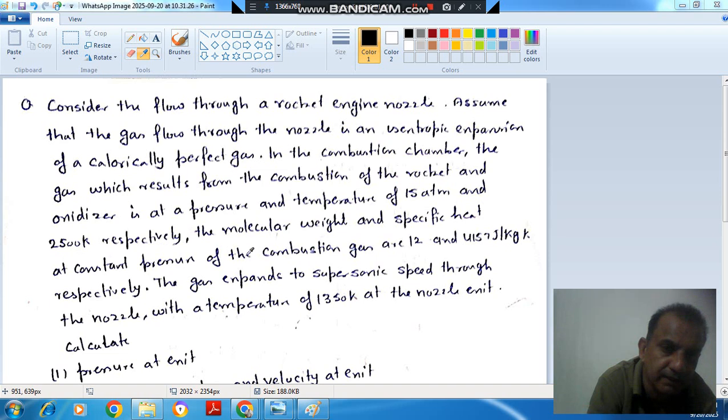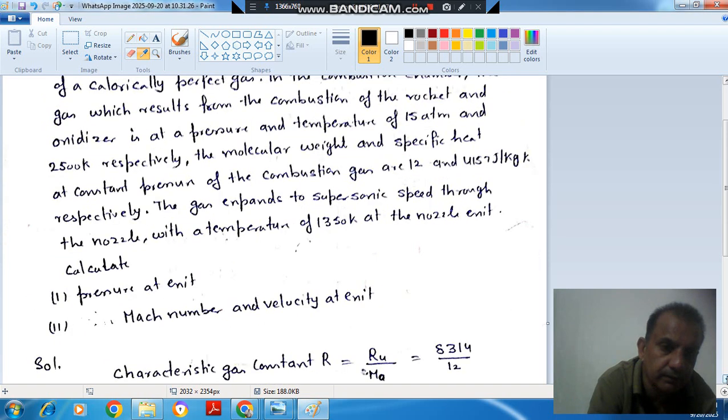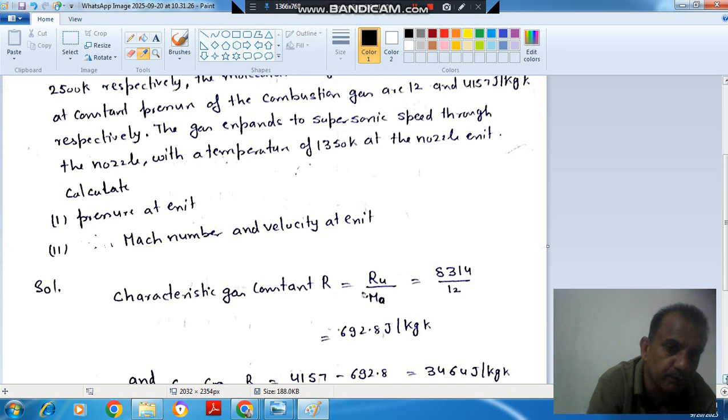The molecular weight and specific heat at constant pressure of combustion gas are 12 and 4157 joule per kilogram per degree Kelvin respectively. The gas expands to supersonic speed through the nozzle with a temperature of 1350 Kelvin at the nozzle exit. Calculate 1) the pressure at exit, 2) Mach number and velocity at exit.